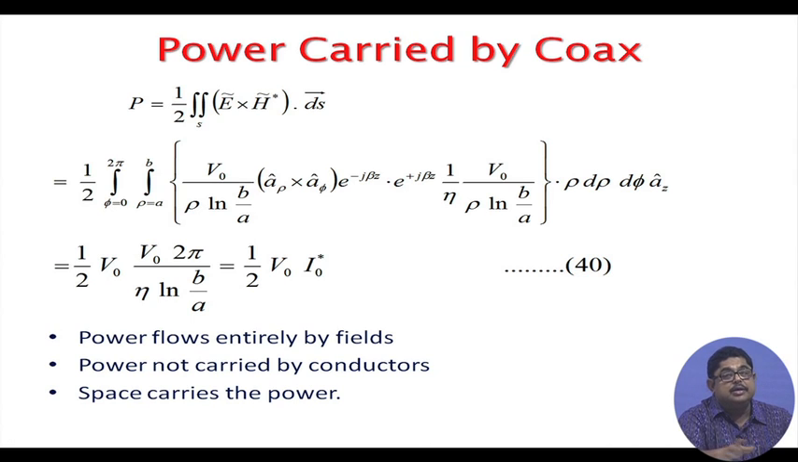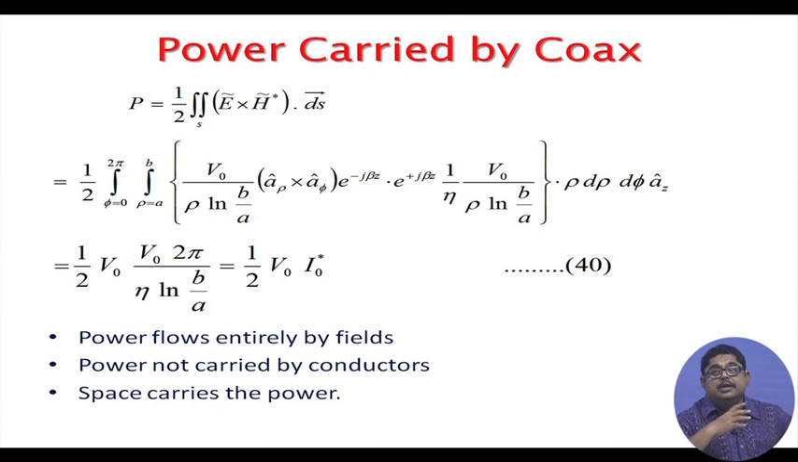Then, what is the power carried by coax? We have already seen, when we did loss analysis, how to find the power. Power carried by an electric field is given by the Poynting vector, then you will have to integrate it over a surface on which the power is flowing. So, Poynting vector dot ds. If you do that in cylindrical coordinates, you get half V naught I naught conjugate.